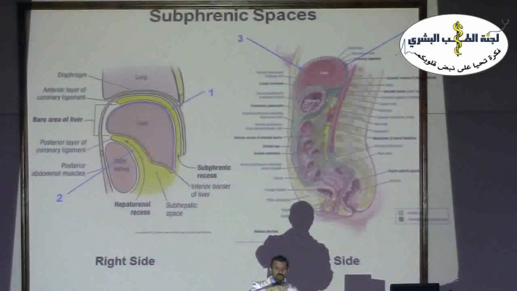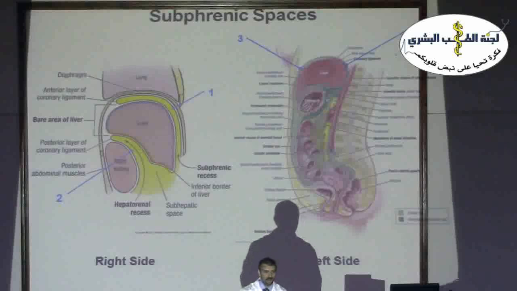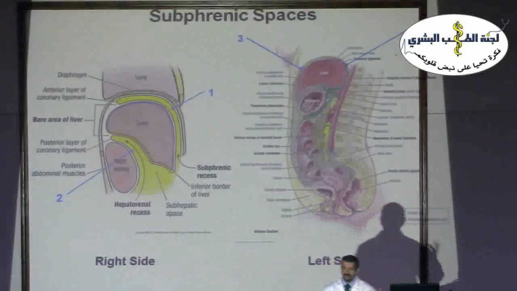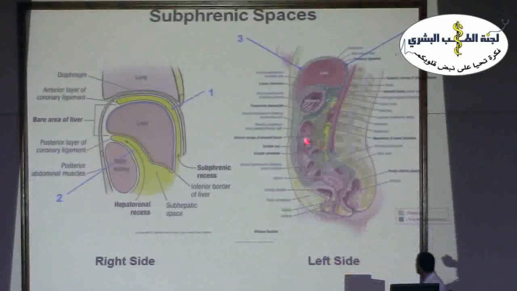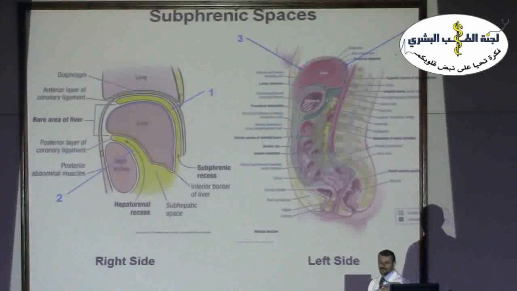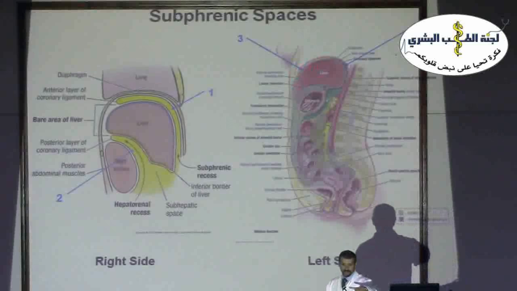Now on the left side, the anterior one here, separating the liver from the diaphragm again, we will name it left anterior. So if you go to the left side now, this space here, as you see, between the diaphragm and the liver. This is the liver, here is the diaphragm. It will be the left anterior subphrenic space.